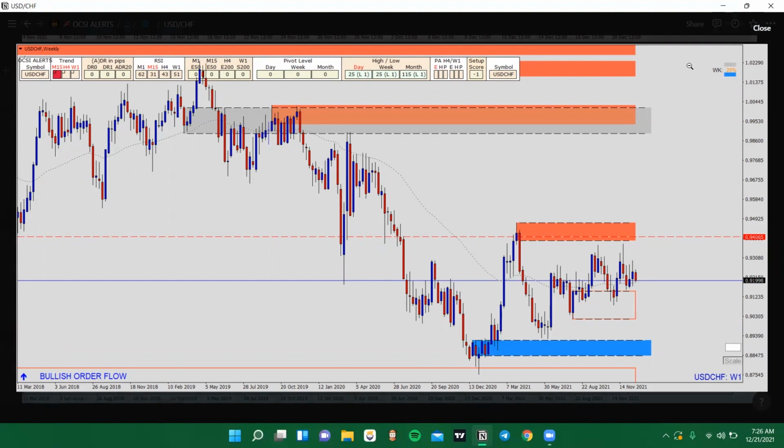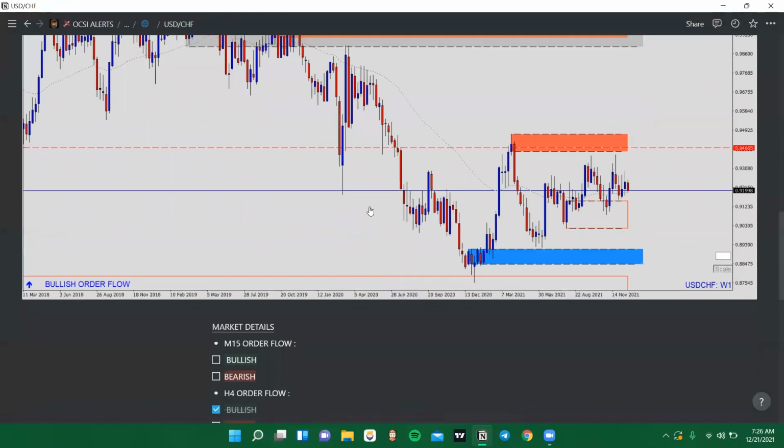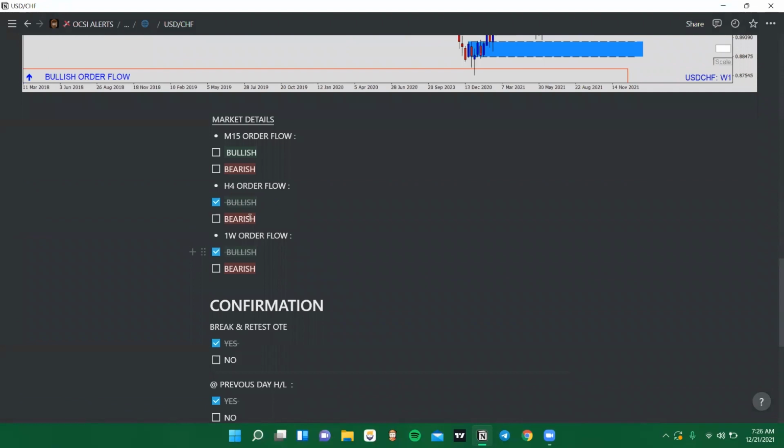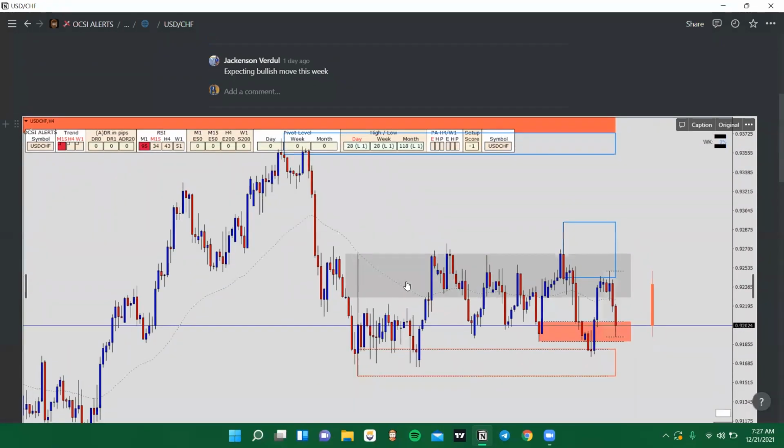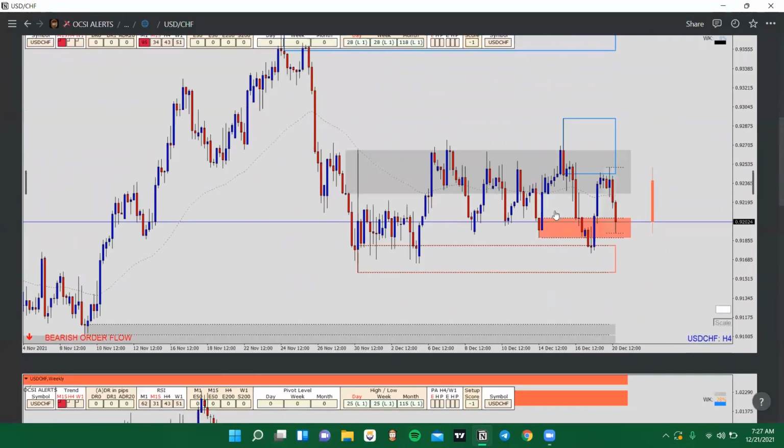On the weekly, we're bullish. So that's good for us. Make sure that's checked in. H4, what's going on in H4 right now? H4 is a clear range we're seeing, right?